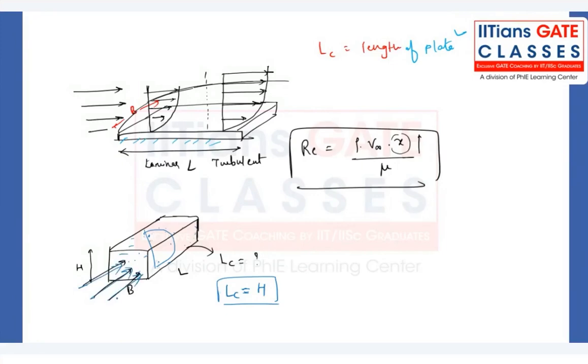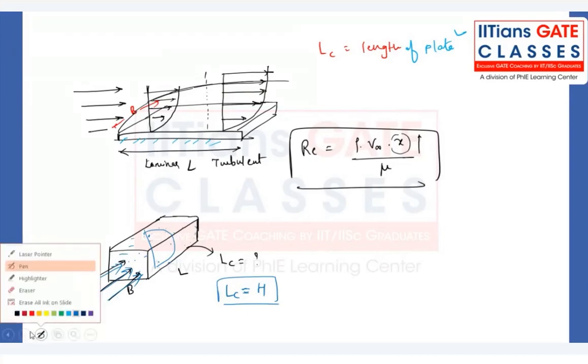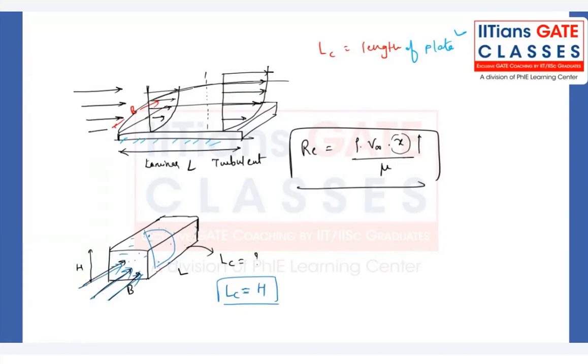Why will B not be there? See, that depends on the end condition, right? Here the bottom plate is fixed, and the top one is fixed, for example. In that case, H will be important for us, right? Suppose this face and this face, the left and right, are also fixed. In that case, B and H both will be important. Getting my point?